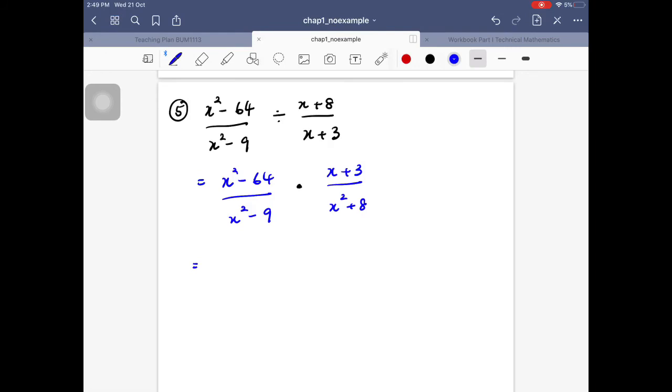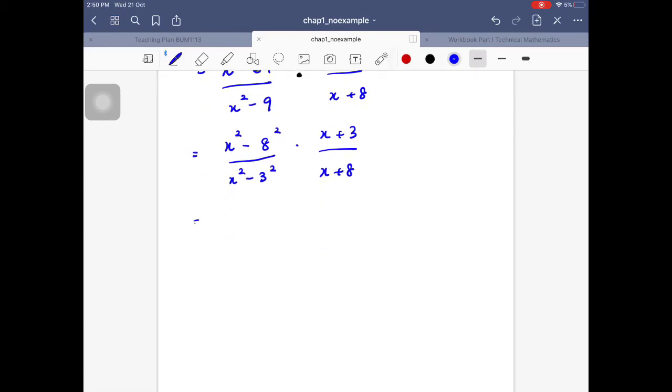So here this is actually x squared minus 8 squared, because 8 squared is 64, and underneath is x squared minus 3 squared. And when I have a look at that, I can tell right away that I can use the formula for a difference of squares. This is going to be x plus 8, not x squared plus 8.